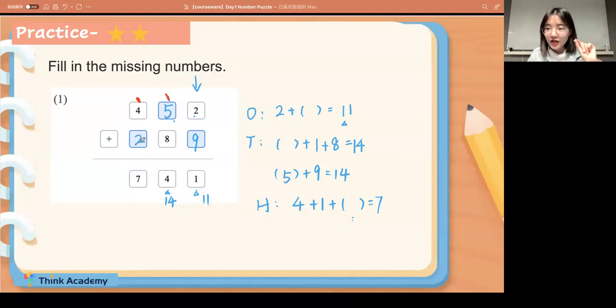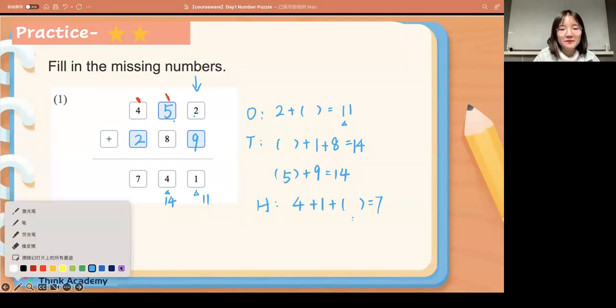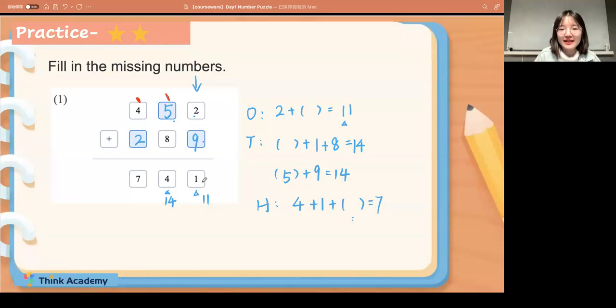Okay, for now, can we go to the next question directly? Yes or no? No, because we need to do the double check. Okay, great. So let's do the check. For the ones column, 2 plus 9 will be 11. And also we carry the 1 to the 10th column.